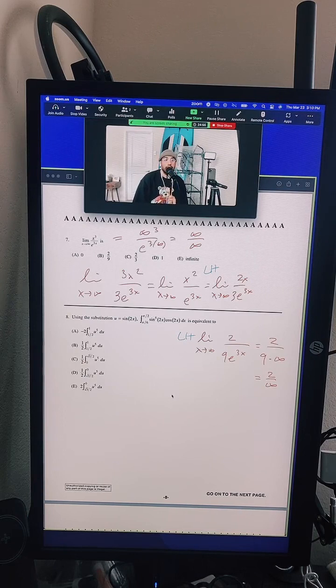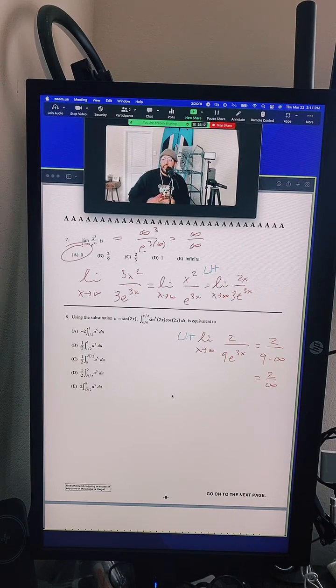Now, what is 2 over infinity? Think about it. You have 2 pizzas and you're dividing it amongst infinitely many people. So how much pizza does everyone get? Close to nothing, because you have to cut up that little pizza into infinitesimally small pieces, and so everyone's going to end up with no pizza. So in this case, the answer is going to be 0.